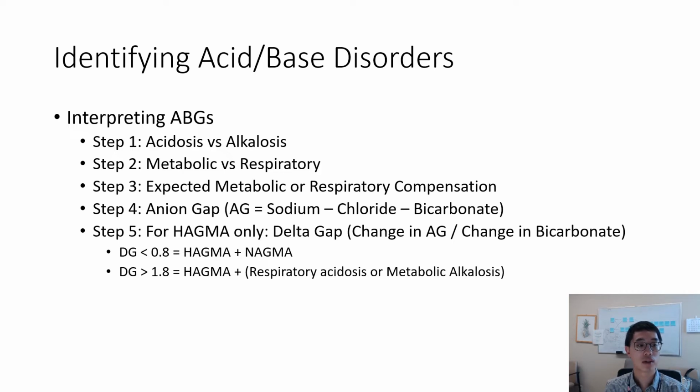So if you have a delta gap that is less than 0.8, you likely have a concomitant non-anion gap metabolic acidosis, along with your high anion gap metabolic acidosis. And if your delta gap is greater than 1.8, then you have a concomitant respiratory acidosis or metabolic alkalosis in addition to your high anion gap metabolic acidosis.